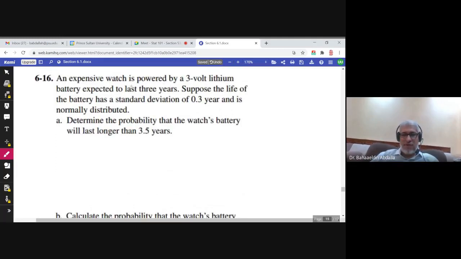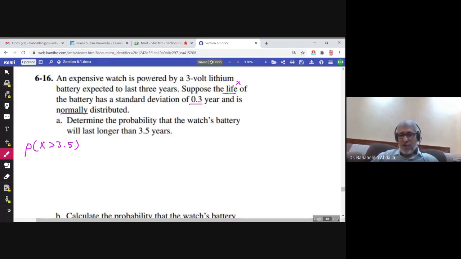An expensive watch is powered by a 3-volt lithium battery expected to last 3 years. All right. Suppose the life of the battery has a standard deviation of 0.3 and is normally distributed. So the life is the random variable x. Determine the probability that the watch's battery will last longer than 3.5 years. So what is the probability that the life, which is x, will be longer than 3.5? Where is the mean?